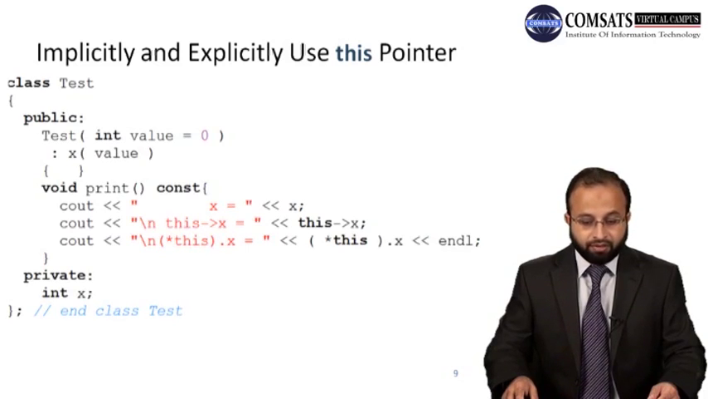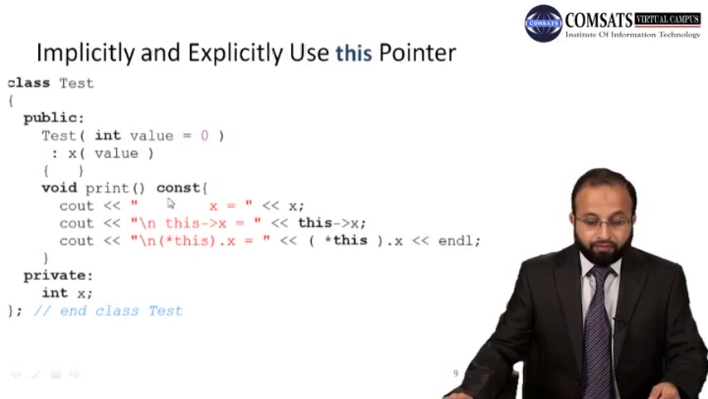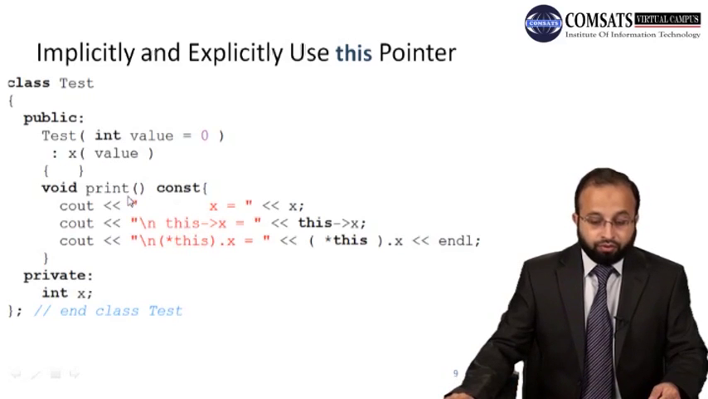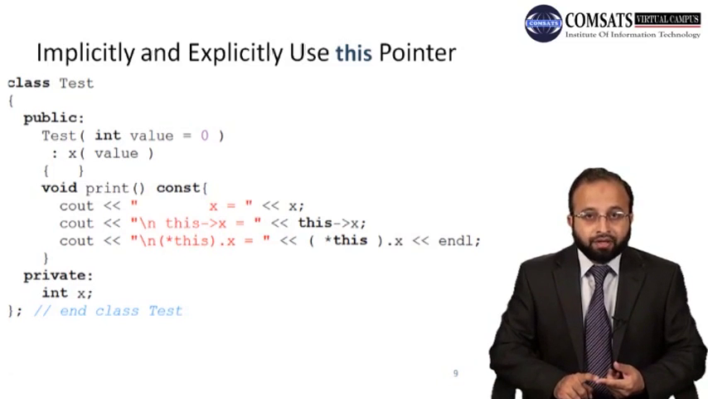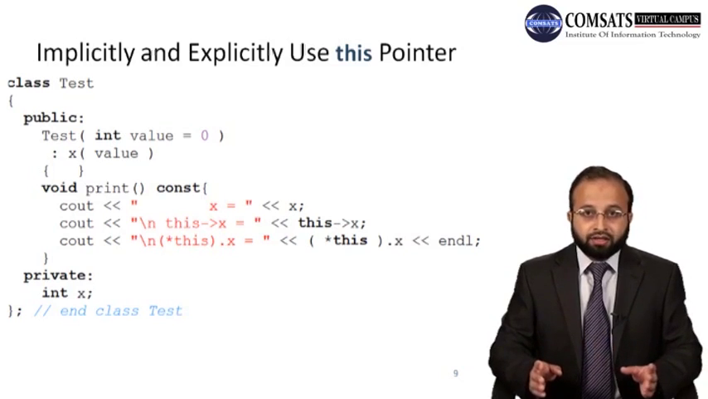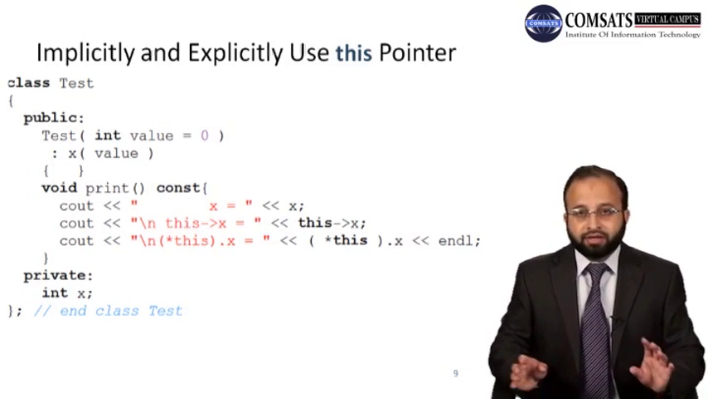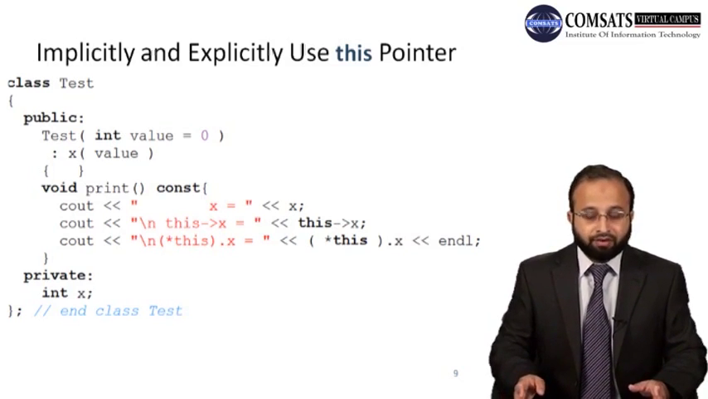Now let's once again see the implicit and explicit use of the this pointer that we have seen in the previous lecture. We make this function a constant function because the print function won't change the value of the private data member. In the first cout statement, we are accessing the private data member, and here the compiler will implicitly use the this pointer to access this value, right? Whenever you create an object, the this pointer for that object is created by the C++ compiler, right?